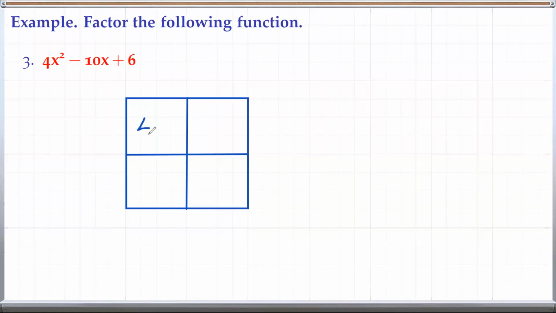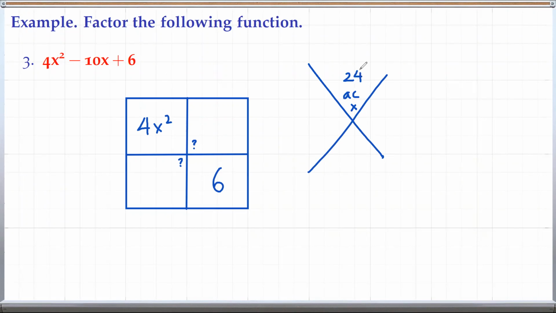And we put ax squared here, the first term, and we put the last term, 6, over here. We need to figure out what goes here and what goes over here. So for that, we see that we need the product AC, which is 24 in this case. 4 times 6 is 24. And we need the sum B, which is -10 in this case. So we need two numbers that have product 24 and sum -10.